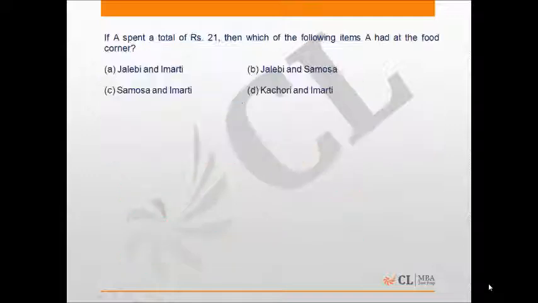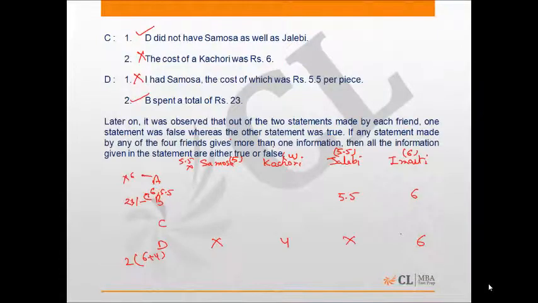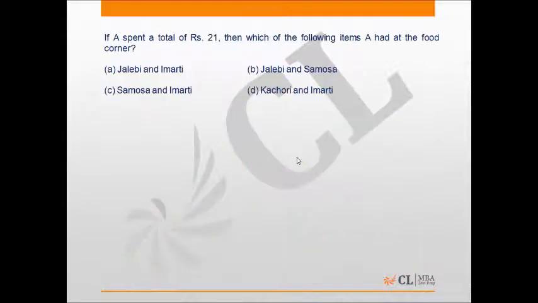Now question 1 says A spent a total of 21 rupees, then which of the following items A had at the food corner? So 21 rupees means double of 10.5. 10.5 you will get when you add 5 to 5.5. That means A must have samosa and jalebi in that case. Hence the correct option is B.